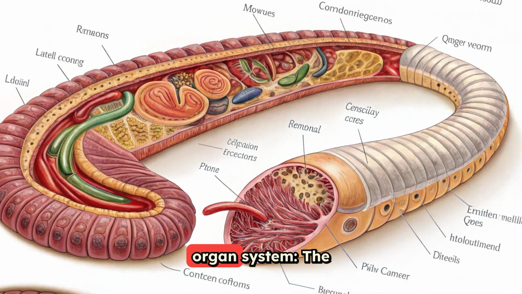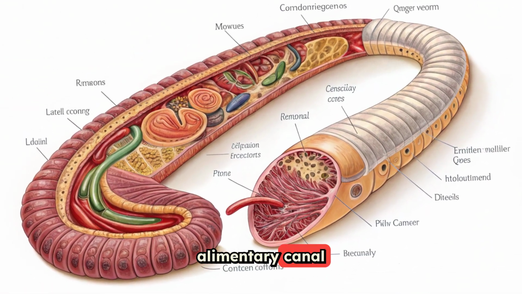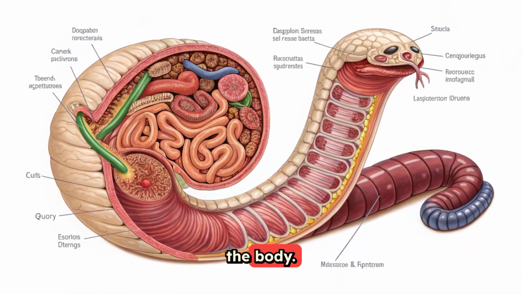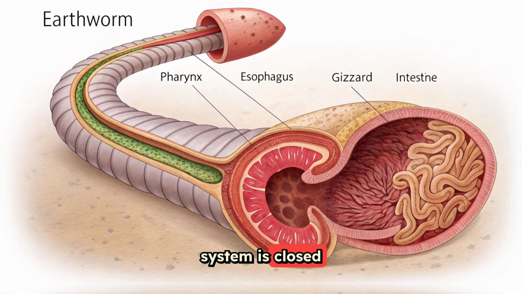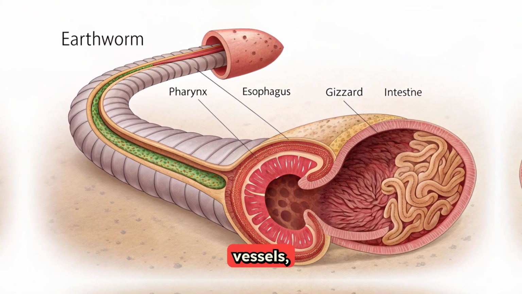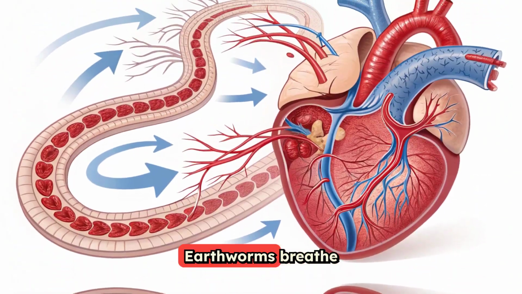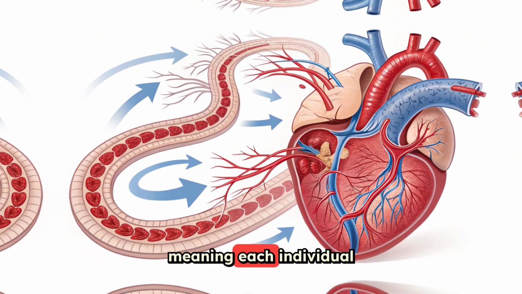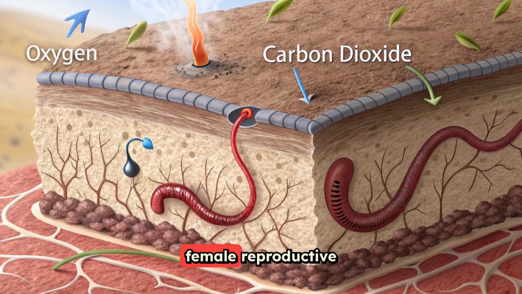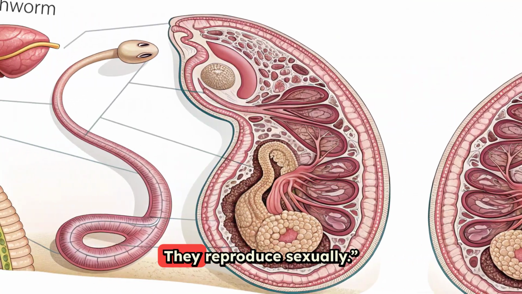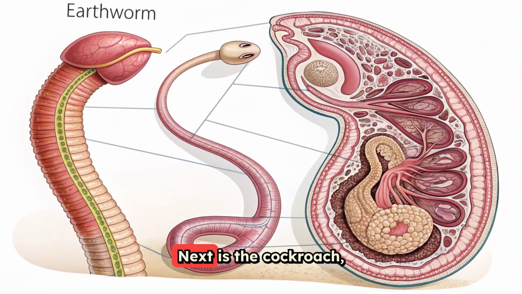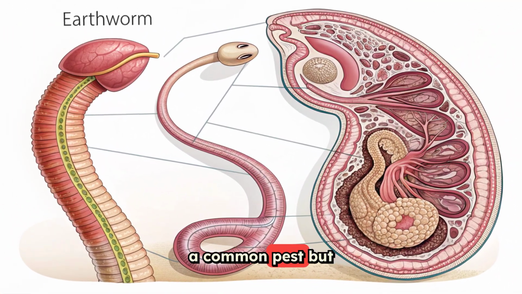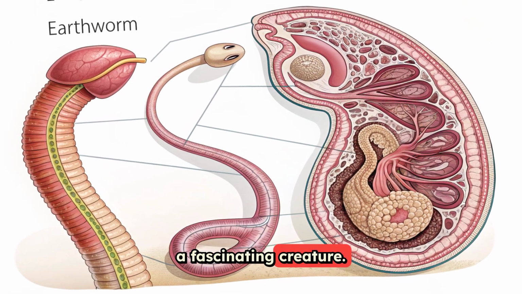Internally, they have a simple organ system. The alimentary canal is straight and runs throughout the body. The blood vascular system is closed and includes hearts, vessels, and blood. Earthworms breathe through their moist skin. They are hermaphrodites, meaning each individual has both male and female reproductive organs. They reproduce sexually. Next is the cockroach, a common pest but a fascinating creature.